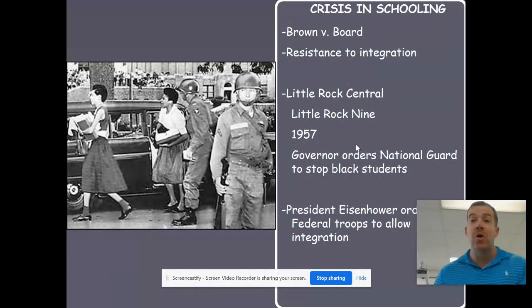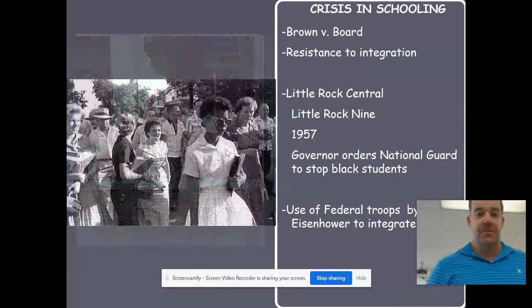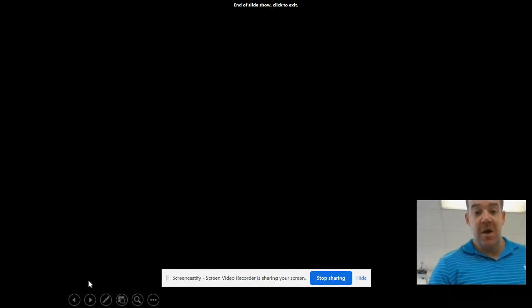President Eisenhower, now this has to do with federalism because the national government is supreme to the state government. President Eisenhower says, no, Governor Faubus, you're wrong. I'm going to send in federal troops, and we're going to allow this school to be integrated. And so there's another picture. And so that's the end of that one.